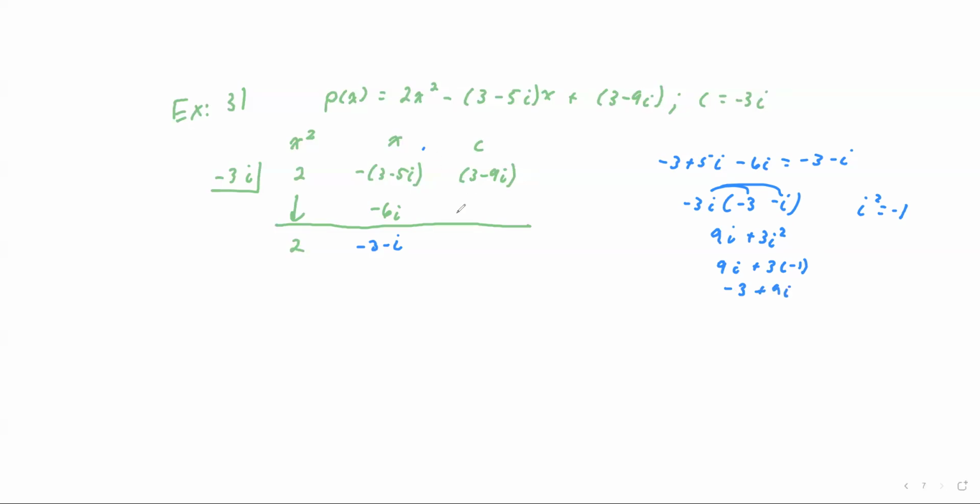So I'm going to take that, and that's going to be the result. It goes right here. So negative 3 plus 9i. Now I add. Well, 3 plus negative 3 will cancel. Negative 9i plus 9i will cancel, so I'll have nothing left. So that tells me that negative 3i is a 0. So it is a factor, or it can become a factor.